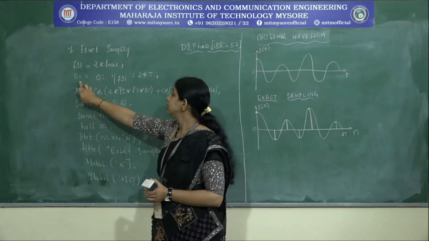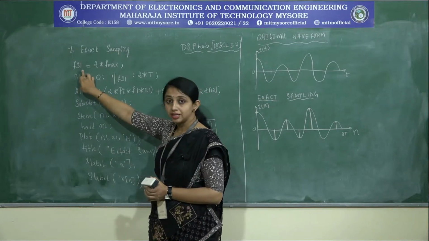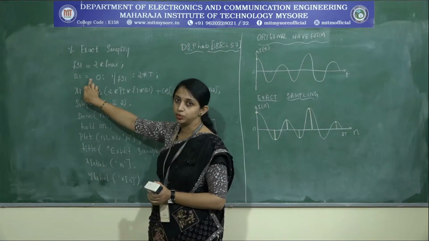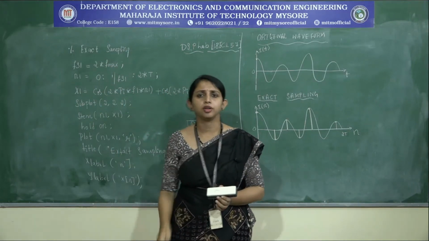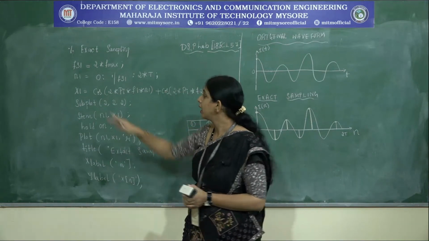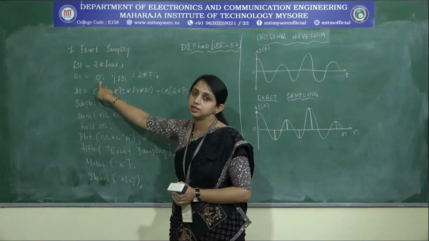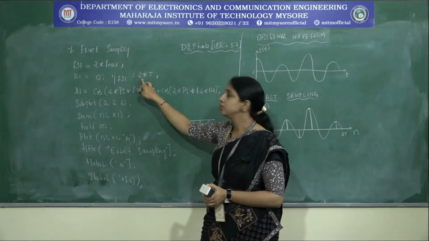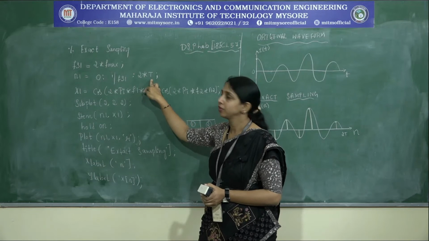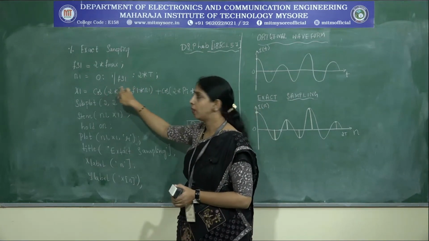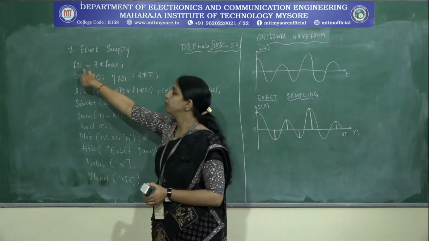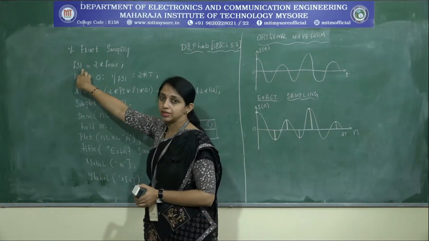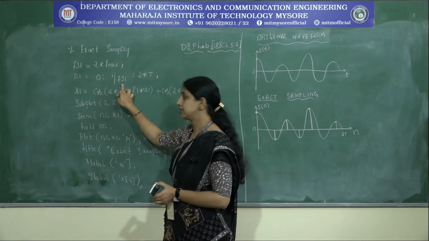Now, since it is with respect to the first sampling process, I have taken it as n1, which is equal to 0 up to 2 times capital T, because every signal has to start from its origin value 0. You can give any intermediate value, so it will always be the reciprocal of the given frequency, that is fs1. So it is 1 by fs1.